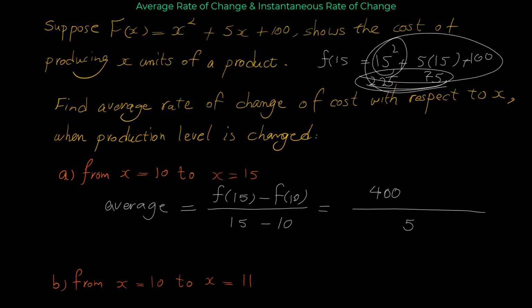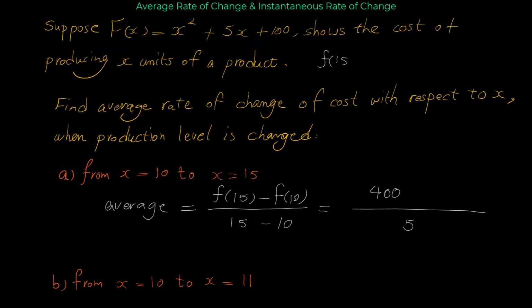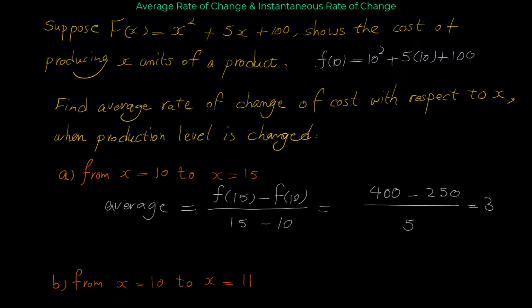For finding f of 10, we have to plug in 10 in this function. f of 10 is 10 to the power of 2 plus 5 times 10 plus 100. 10 to the power of 2 is 100, 5 times 10 is 50, 100 plus 50 plus 100 is 250. So 400 minus 250 is 150, 150 divided by 5 equals 30.